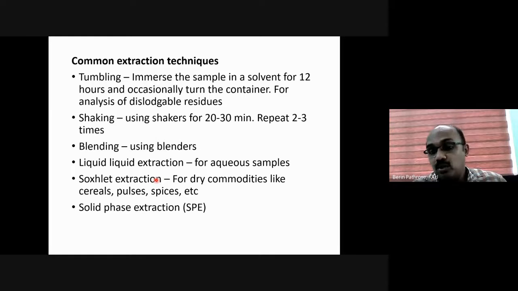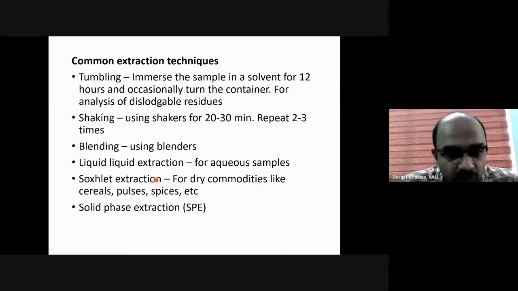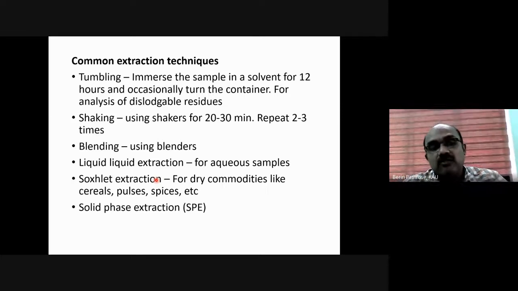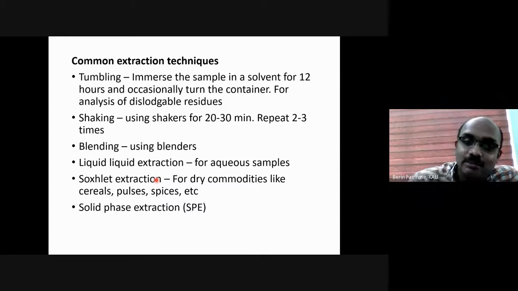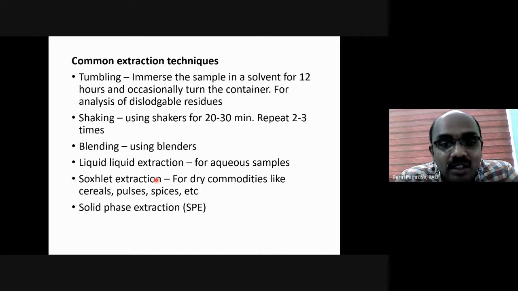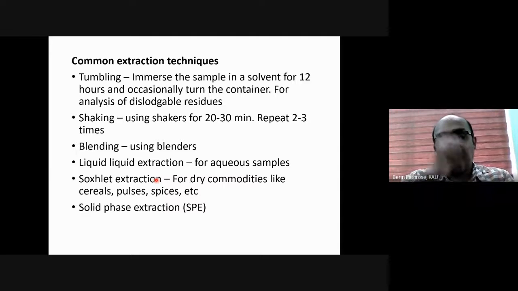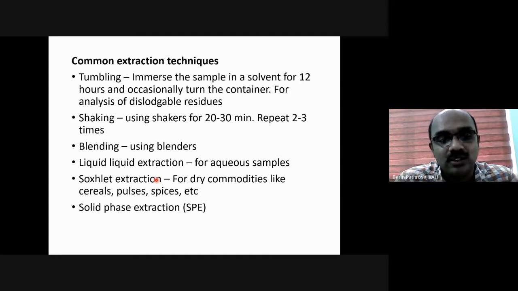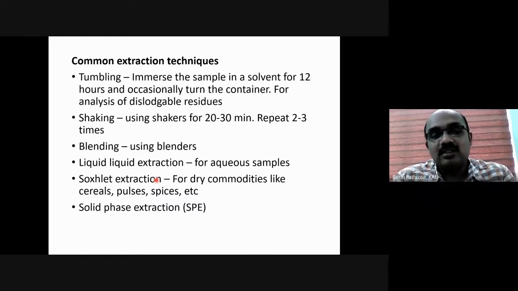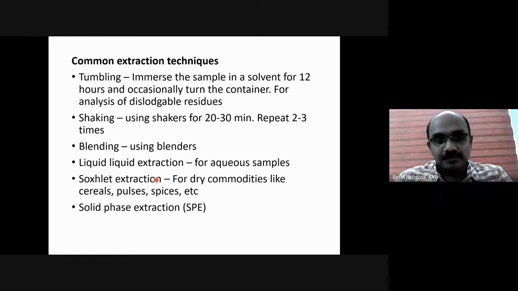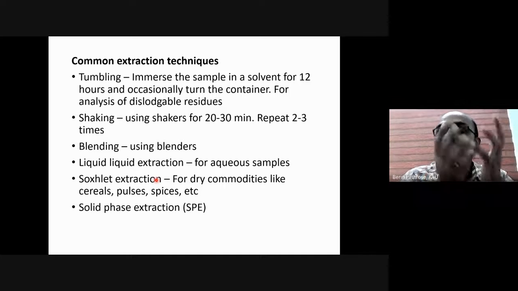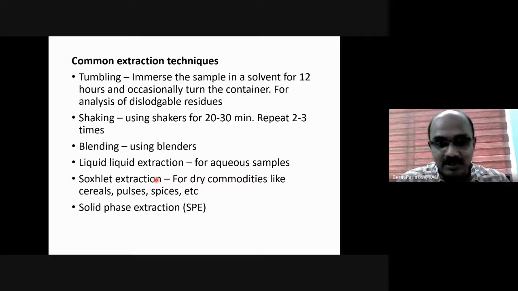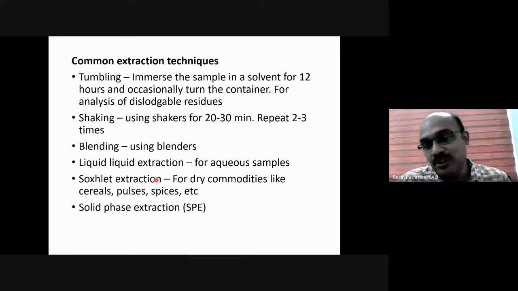Then coming to the common extraction techniques, we will see them one by one. The first one is tumbling. Tumbling is one of the easiest ways, and this is mainly done for surface residues or dislodgeable residues. As you know, we discussed yesterday about surface residues and dislodgeable residues. For these, the residue is present on the outside, so it can be easily removed. That's why this extraction method is also easy.